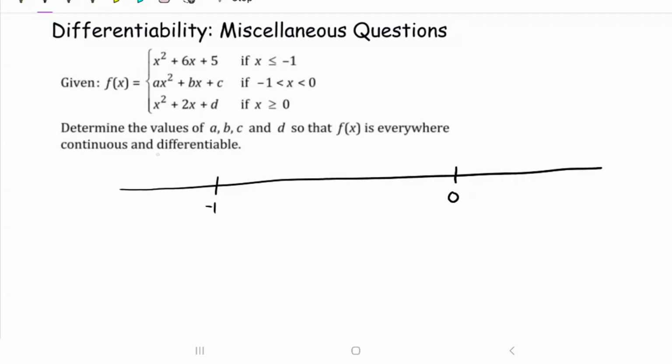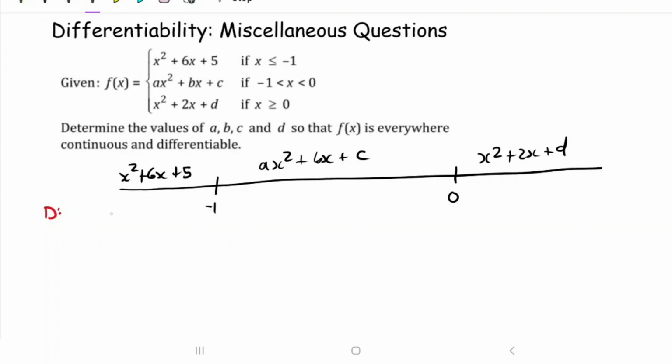So if you're approaching -1 from the left, the function we bump into is exactly this one over here. And in between, we've got the function x squared plus bx plus c. And on the other side of 0, what we do have is x squared plus 2x plus d. All right, so this makes our jobs a little bit easier. So the first thing you want to do normally, when we have to solve for these variables, is to start with differentiability. I'll put a D there for differentiability.